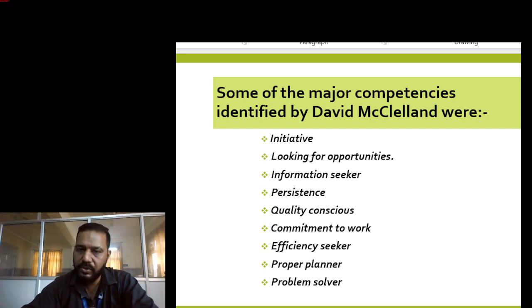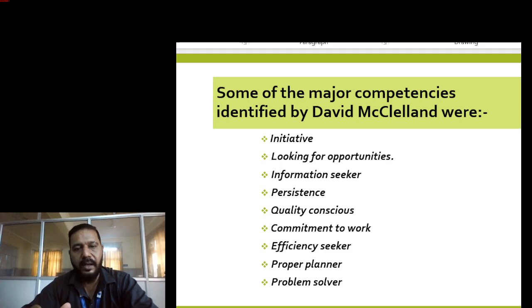Second is looking for opportunities. He becomes a keen observer. He looks for opportunities around himself or herself. Then is information seeker. He or she is a seeker for information. Persistence, he or she becomes persistent. Then quality conscious, he or she gives a product that is quality conscious. Then commitment toward work, he or she becomes a committed person after doing an EDP program. Efficiency seeker, he or she is involved in the efficiencies of making the product.